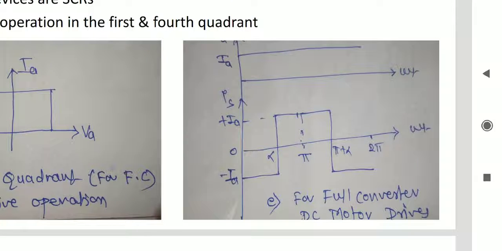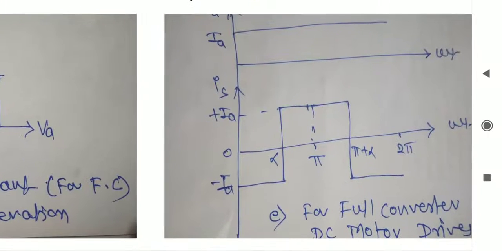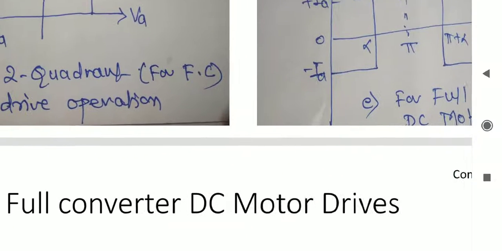Now this is the waveform for the full converter DC motor drive, where IA is again constant, but the supply current is not only positive, it has both values from minus IA to plus IA. From 0 to alpha it has minus IA, from alpha to pi plus alpha it has plus IA, and from pi plus alpha to 2 pi it has negative. So this supply current varies continuously from minus IA to plus IA with proper steps.